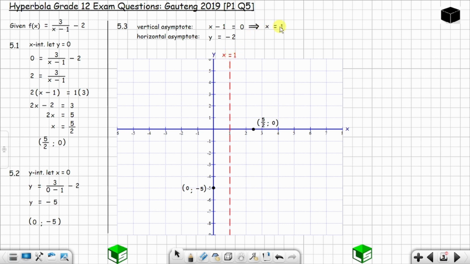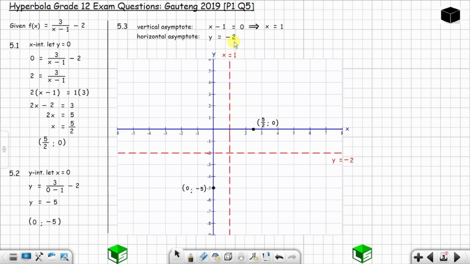And you have the horizontal asymptote at y is equal to negative 2. This is the y-axis, y is equal to negative 2. There is negative 2. So you have the horizontal asymptote at y is equal to negative 2, like this, at negative 2 on the y-axis. So the equation of the horizontal asymptote is y is equal to negative 2. You have it there, right?